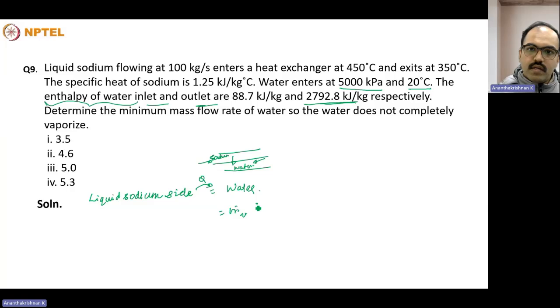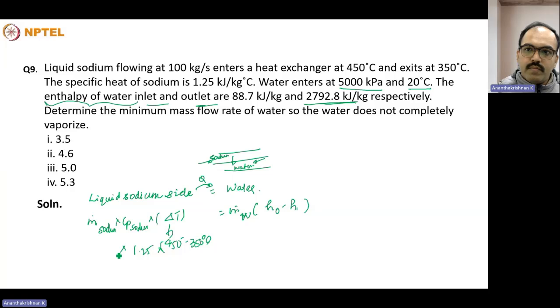So m dot water multiplied by the outlet enthalpy, H outlet minus H in, will be equal to the mass flow rate of the liquid sodium multiplied by Cp of sodium multiplied by the delta T. Sodium enters at 450 and leaves at 350 degrees Celsius. Cp is given as 1.25 and m dot sodium is 100 kg per second. We need to calculate the water mass flow rate. H outlet is 2792.8 minus 88.7 kilojoule per kilogram. So the inlet enthalpy and the outlet enthalpy are both known.